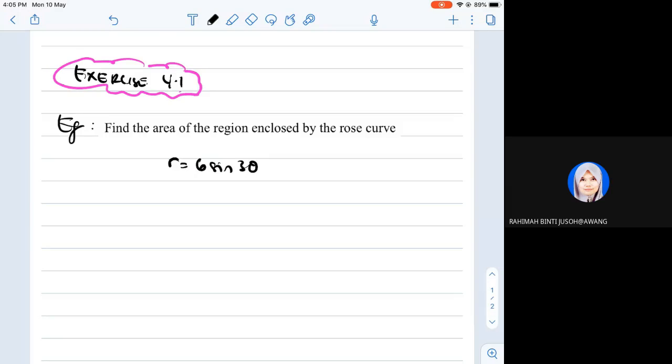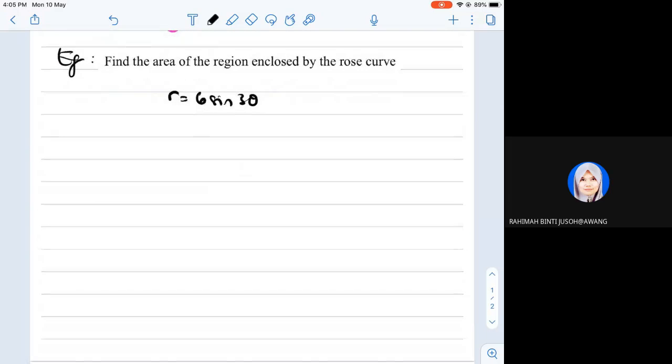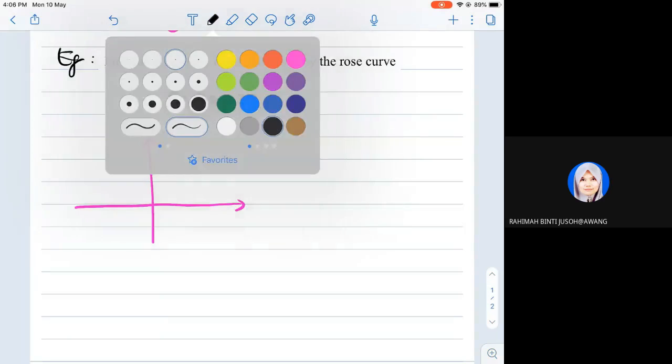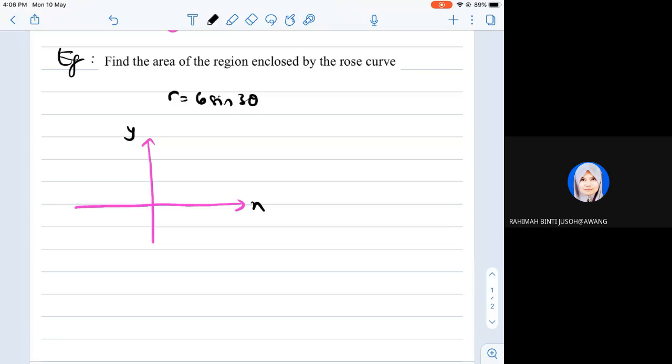So this is an example, not the exercise 4.1 question. I give another example, because for cos 3 theta you can watch the video that I shared in the WhatsApp group. I want you to watch it too, by hook or by crook, you must watch it to solve the cos questions. Okay, right now I'm going to solve this sin 3 theta question. First of all, we know that we have 3 petals since our n equals 3, so we have something that looks like this. So the petal should look like this.